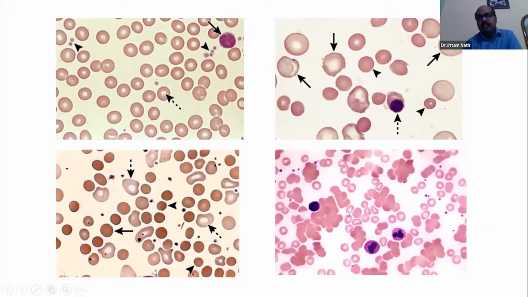And this is the typical picture of cold antibody hemolytic anemia or cold agglutinin disease, where you get irregular clumps of RBC due to RBC autoagglutination.